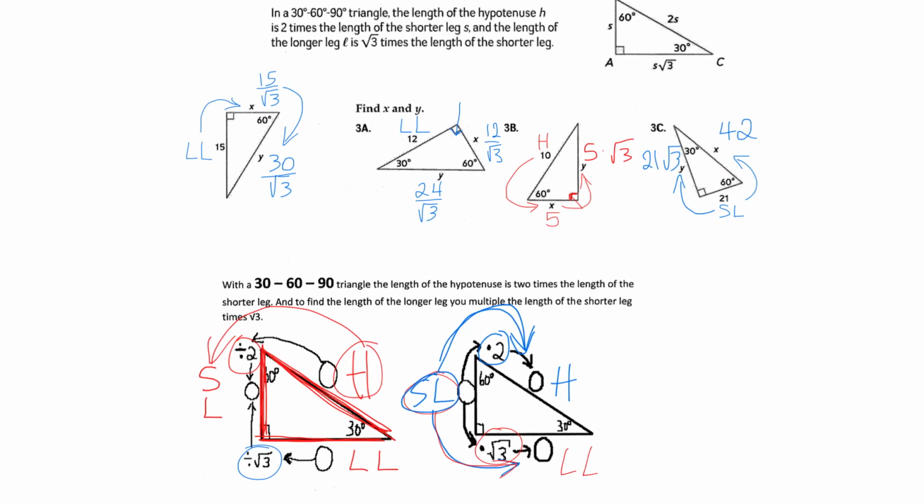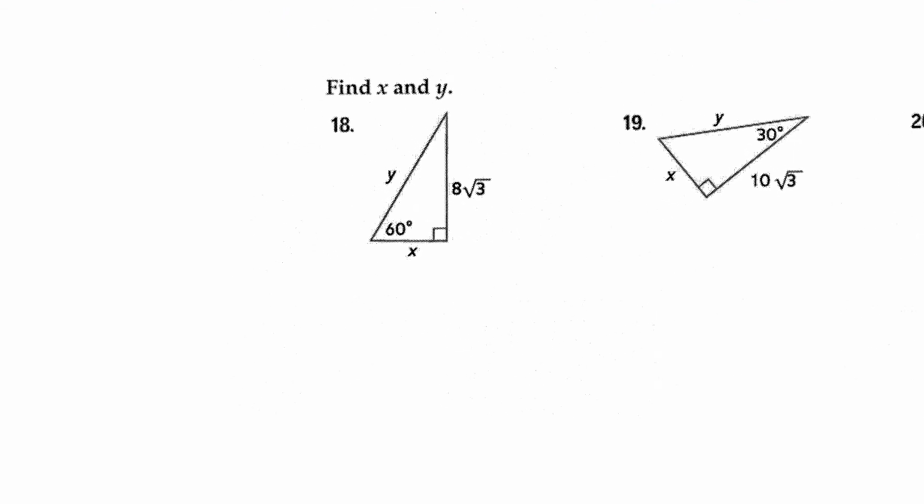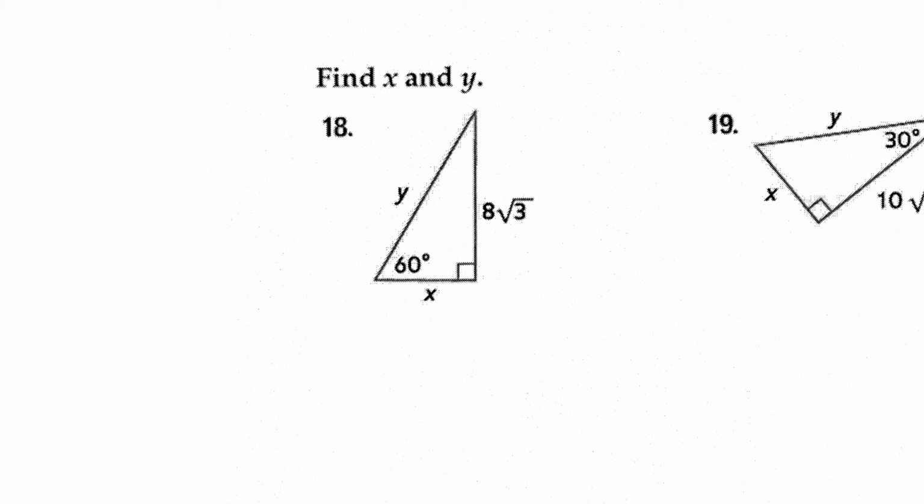Okay, let's jump down here. So on number 18, okay, that 8 square root of 3, is that the long leg, short leg, or hypotenuse? Long leg. That's the long leg. So from the long leg to the short leg, what do we do? Divide by square root of 3. Good, divide by the square root of 3. So if you have 8 square root of 3 divided by the square root of 3, what's going to happen? 8. It's just going to turn into 8.